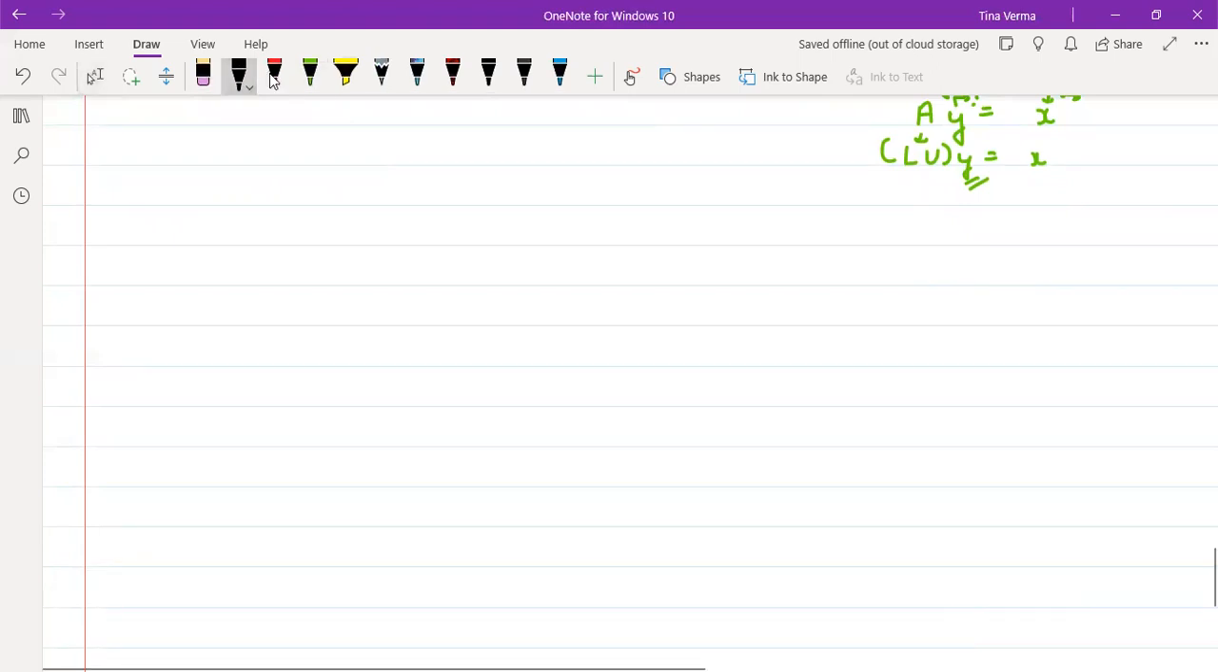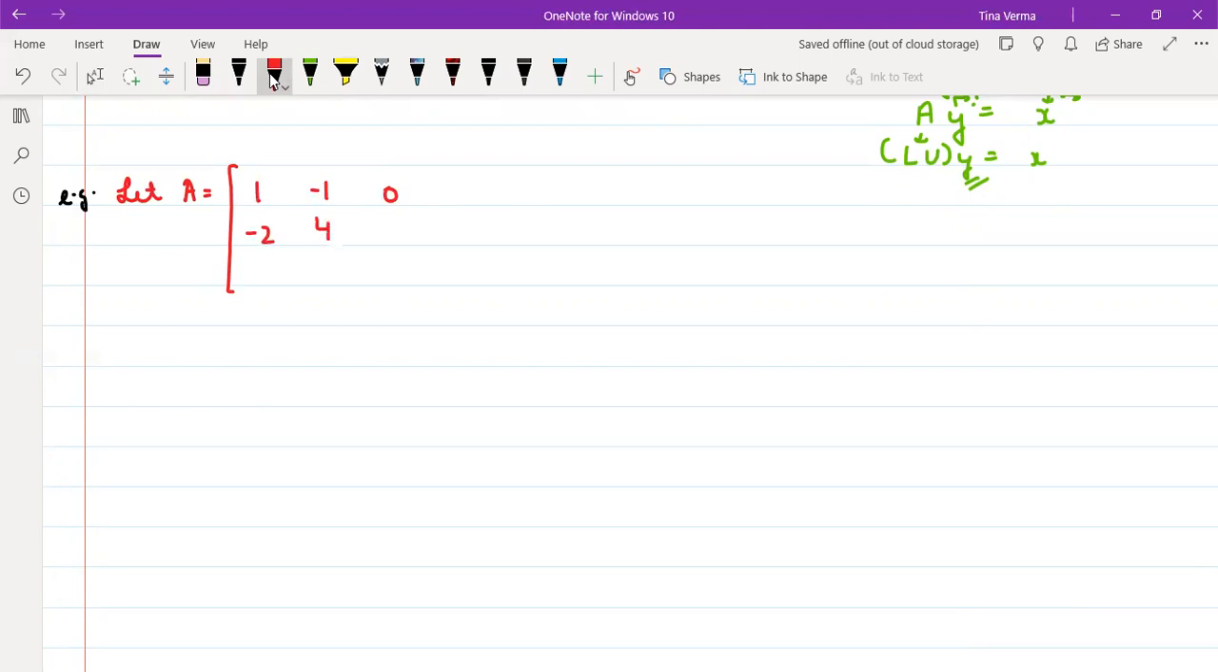Right? So suppose the question is given to you that A is the matrix 1, -1, 0, -2, 4, -2, 0, -1, 2. This matrix is given to you. You have to use 4-digit rounding. Remember, 4-digit rounding means you should have 4 significant digits after rounding, and the initial approximation is given to you: take the initial vector as 1, 0, 0.